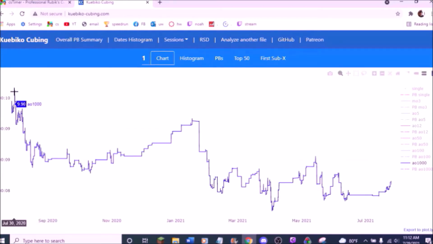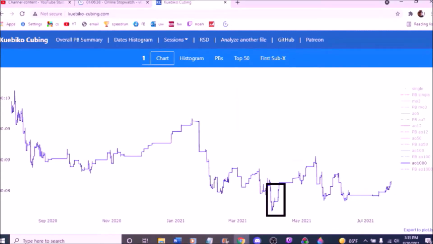As you can see, the average drastically decreases all the way down to about 9 flat, where it stays for a while. Then it gradually increases to about 9.5 and then suddenly drops down to 8.5. It fluctuates in between 8.5 and 9.0 for the rest of the graph, while occasionally going below 8.5, like right here, which is where I got my best average of 1,000.